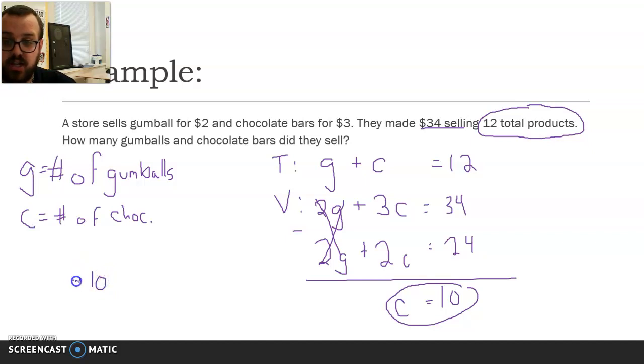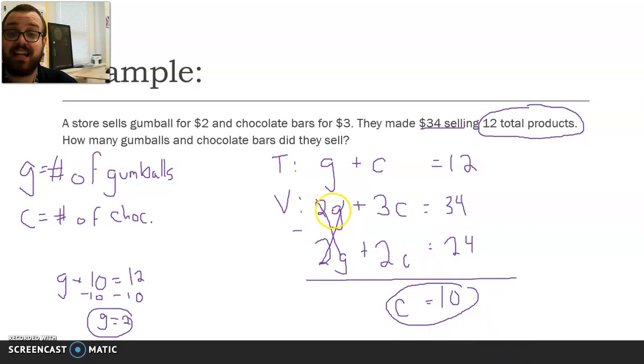So 10 G plus 10 has to equal 12. And if I solve this, we subtract 10 from both sides, I'll get that G equals 2. So I know that I sold 10 chocolate bars and 2 gumballs, which makes sense.